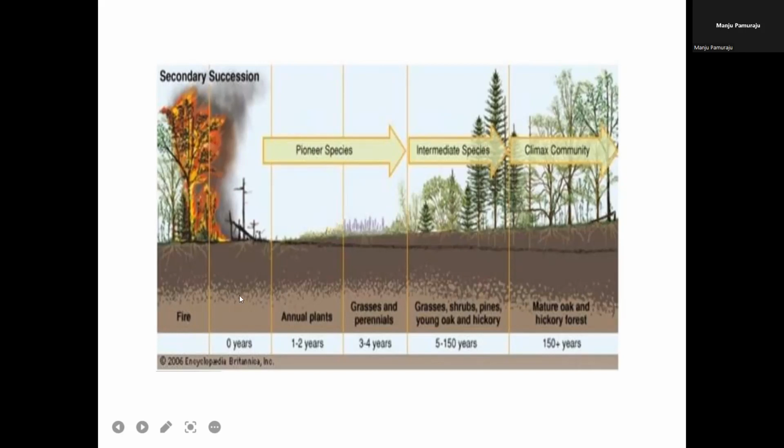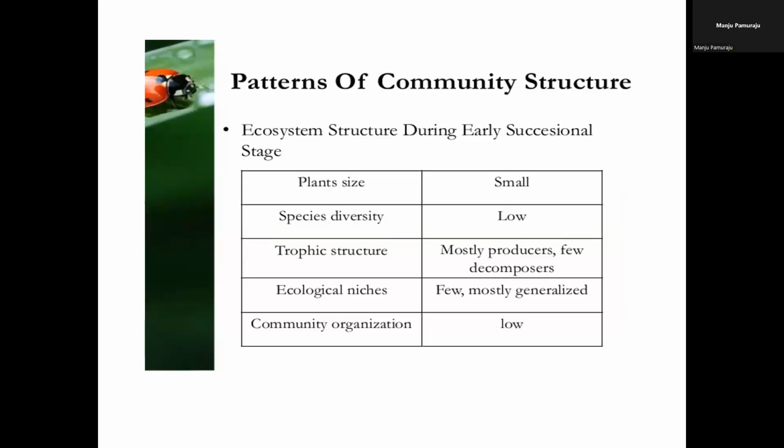During ecological succession, the soil also becomes fertile and capable of supporting growth. At the final stage, it is suitable for the growth of oak trees or large trees, which can sustain for many years. This is called the climax community. In the early stage, ecosystem structure has small plant size and low species diversity, mostly producers and few decomposers, generalized ecological links, and low community organization.